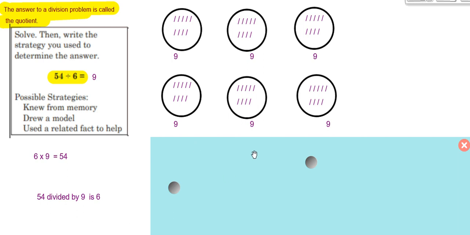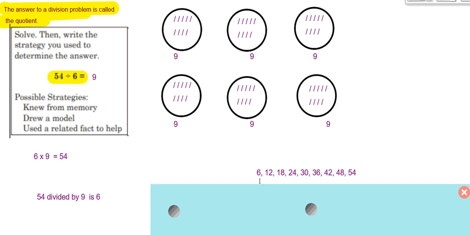The last strategy that you can use, so far you have 2 strategies, is skip counting. You have 54 divided by 6 equals what? You can go ahead and skip count by 6 to get to 54, okay? 6, 12, 18, 24, 30, 36, 42, 48, 54. Okay, so I got to 54 when I skip counted by 6.